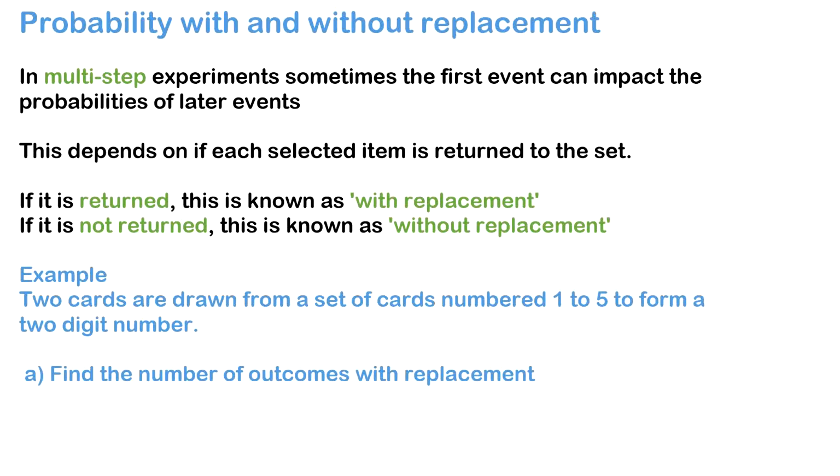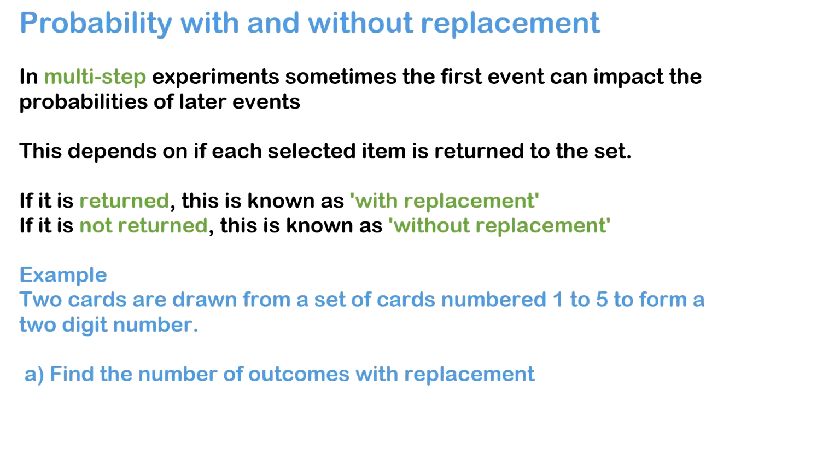If it is returned, this is known as with replacement. So if you ever see with replacement, you know that whatever happens first, that item is going back into the set after you deal with it, before you move on to the next step. Now, if it is not returned, this is known as without replacement. So that item that you drew out is now out of that data set.